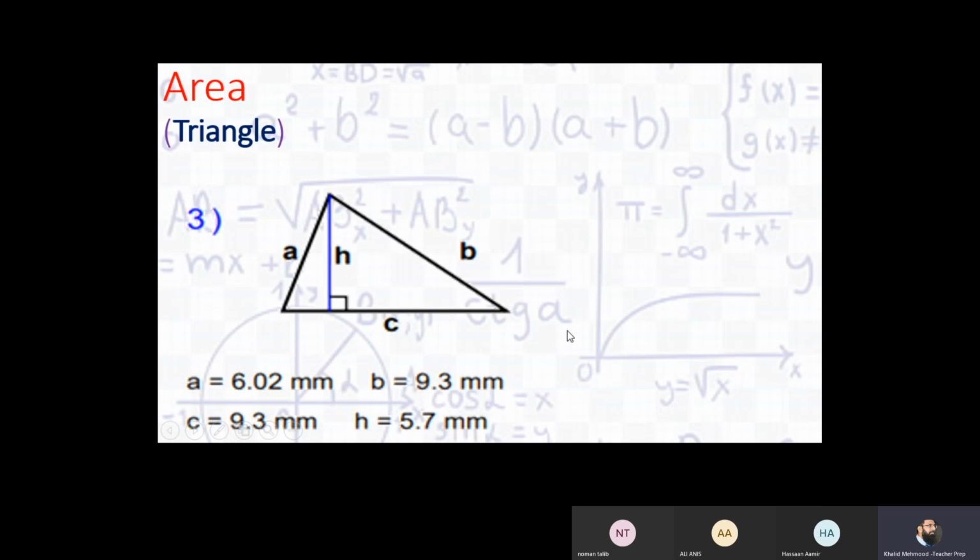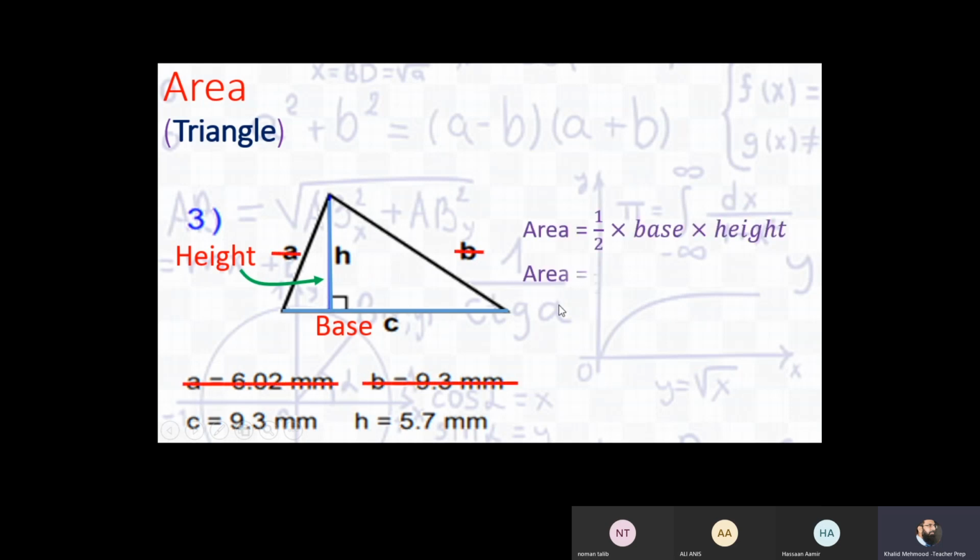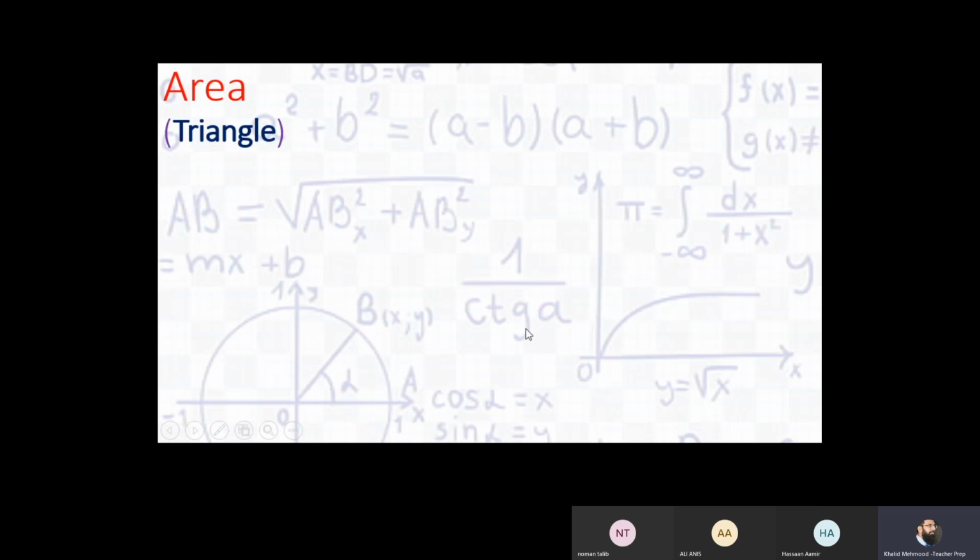Now come to this side, A, B, C, and H. We'll need only two sides: one is the base and one is the height. So this is the base and this is the height. That's why we'll only include these, and the rest of the sides will not be included. So that's our formula, and we'll apply it and get the answer.